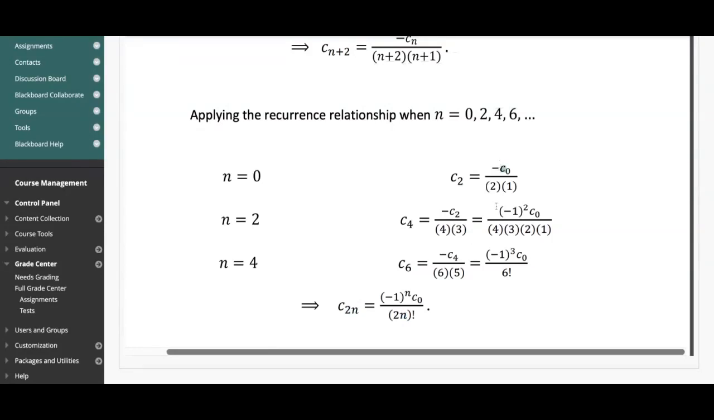And the series alternates, right? So negative 1 raised to the n. Anyone has any question?